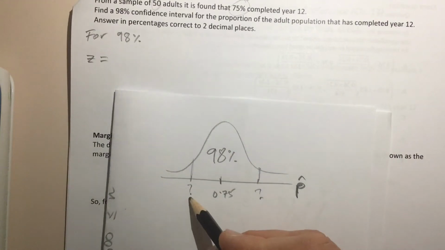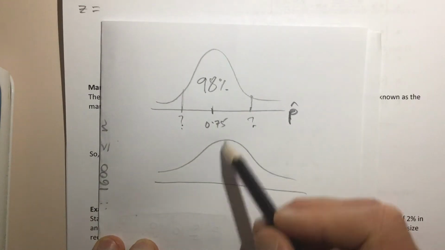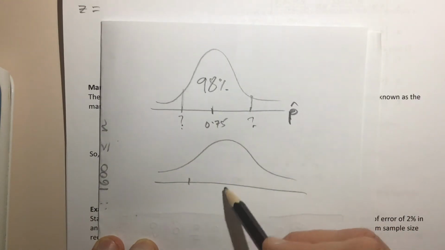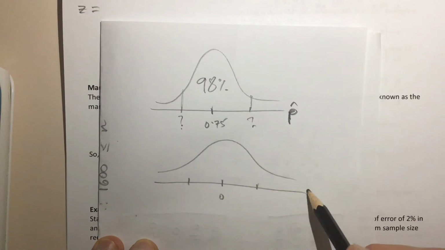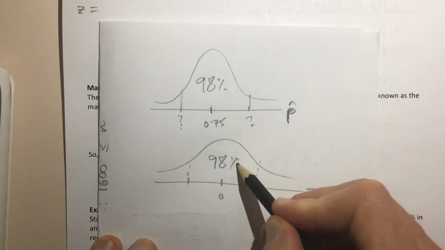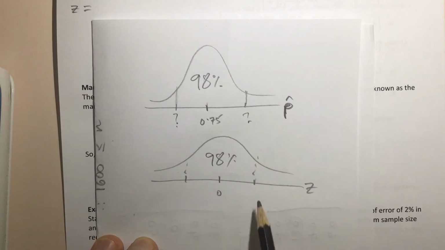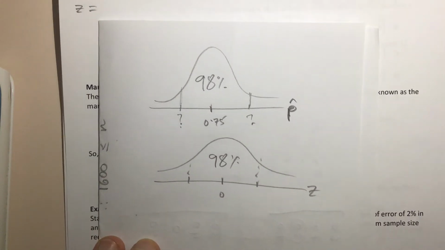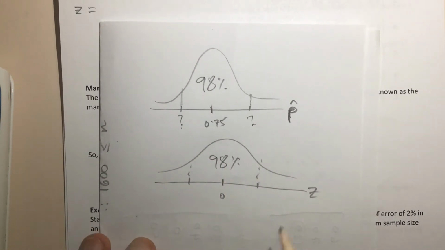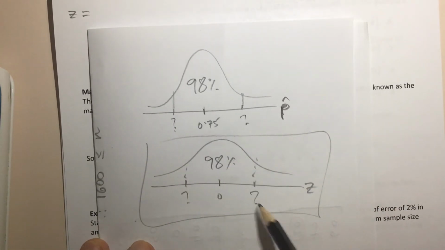But if we think of it in terms of Z, then really the mean is 0, right? And the standard deviation is 1. And I want to know how many standard deviations below and above the mean we are. In the previous example it was negative 1.96 and positive 1.96, but that's now going to be different because we're talking about 98%. So we're imagining this situation, and we're going to try to find these two values.